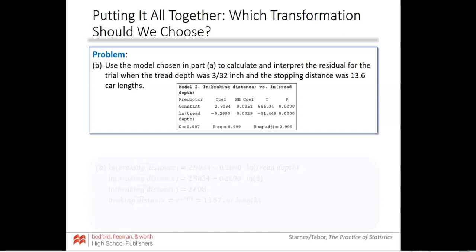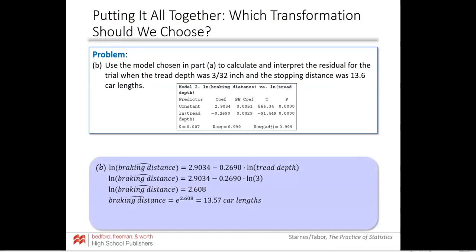So if you just write your equation in context, it's the natural log of the predicted braking distance equals 2.9. We get that from next to the constant there, that's the y-intercept, and then minus the slope there is 0.2690, always underneath the y-intercept, times the natural log of tread depth. So don't forget, we took the natural log of both sides here, so we've got to use that. In this case, again, we get to this step where it's natural log of braking distance equals 2.608.